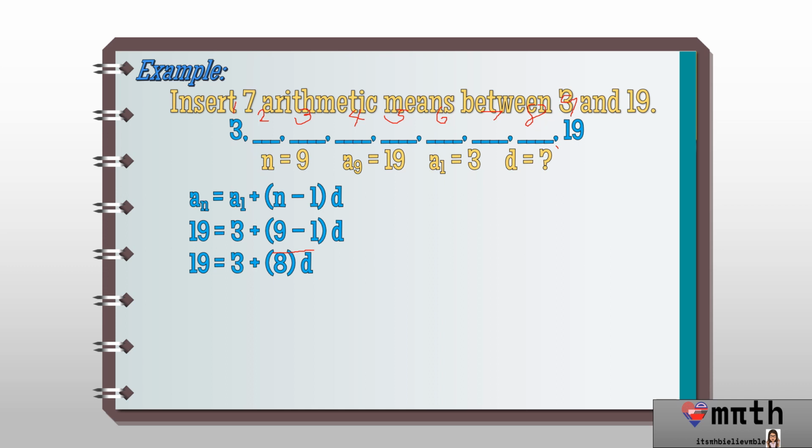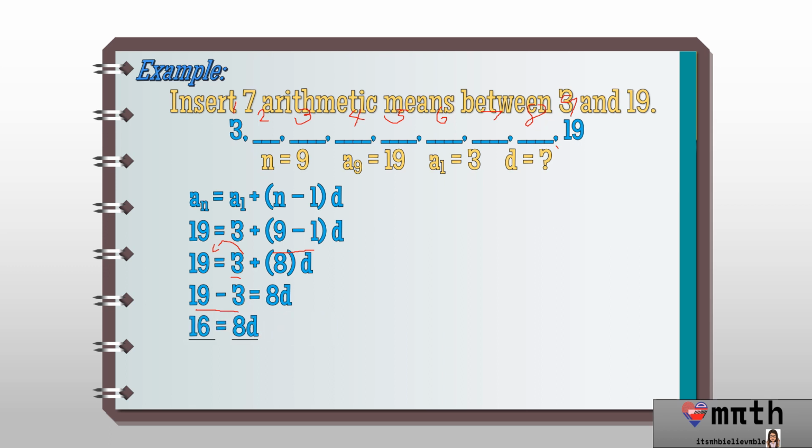So in order for us to isolate the value 8d, we're going to transpose 3 to the other side. Since this is positive, if we're going to transpose that one, that will be negative. So that will be 19 minus 3 equal to 8d. Simplifying 19 minus 3, that is 16 equal to 8d.